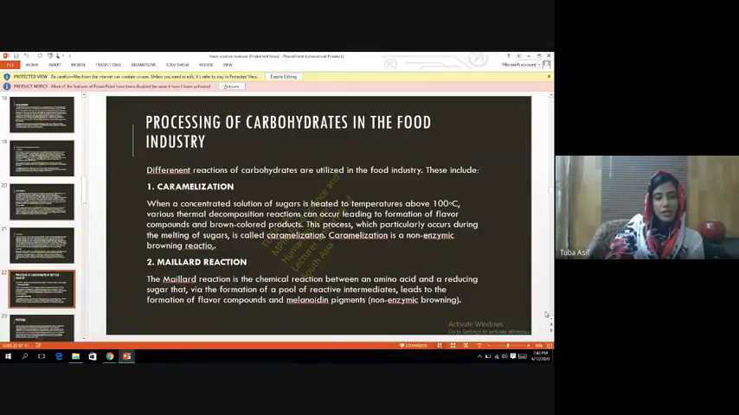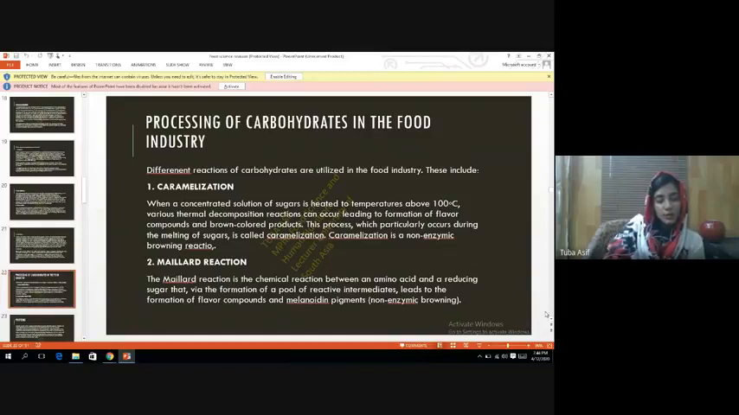So now I will discuss the processing methods of carbohydrates in the food industry, and the first one is caramelization. It occurs when a concentrated solution of sugars is heated to a temperature more than the boiling point of water, that is 100 degrees Celsius. Various thermal decomposition reactions occur that may change the structural integrity of sugars, and they may change the flavor as well, and brown colored products appear. This process, which particularly occurs during the melting of sugars, is called caramelization, and it is a non-enzymic browning reaction.